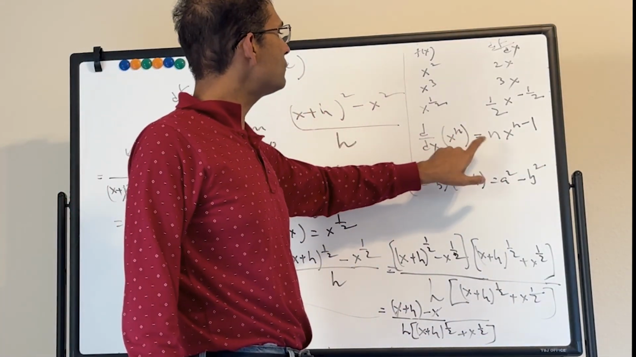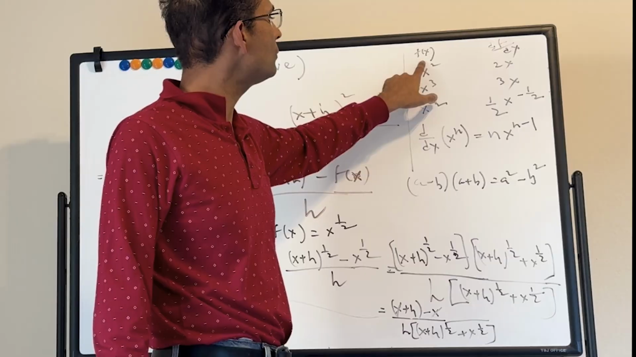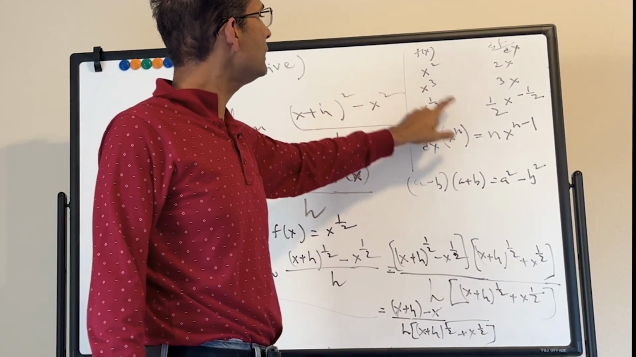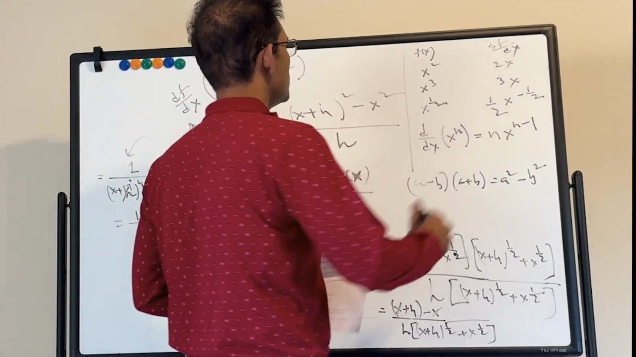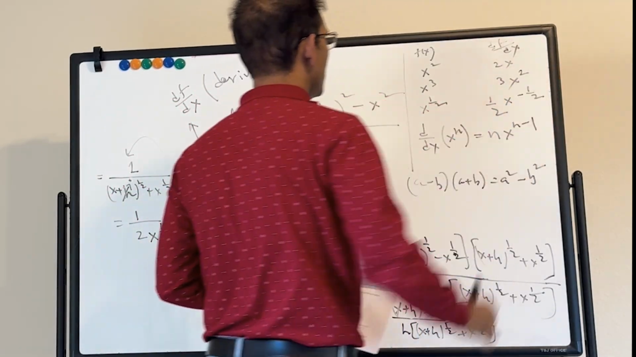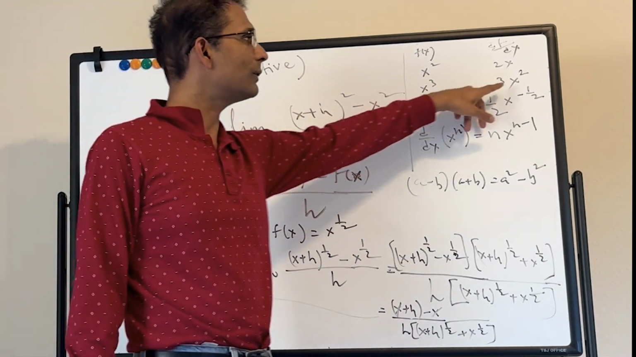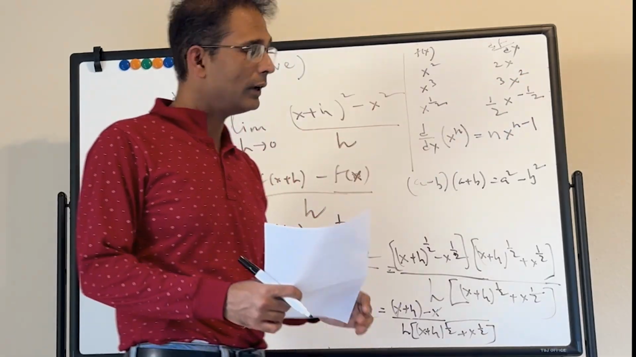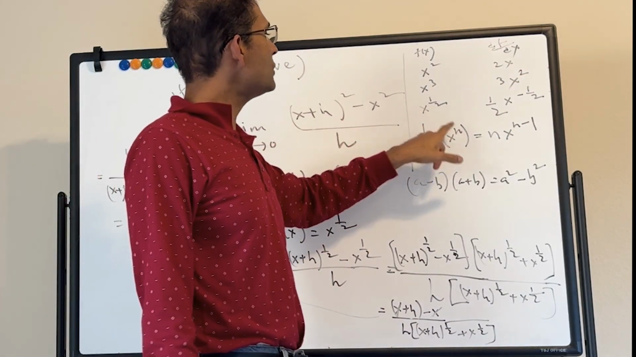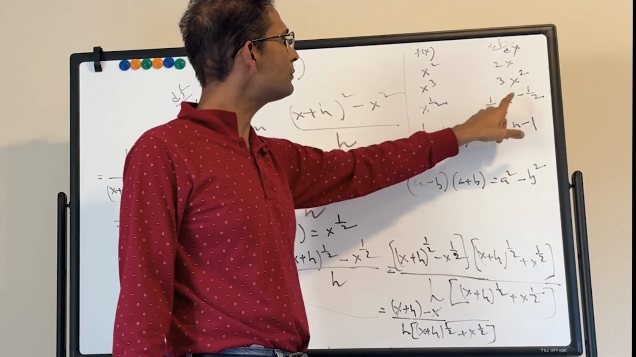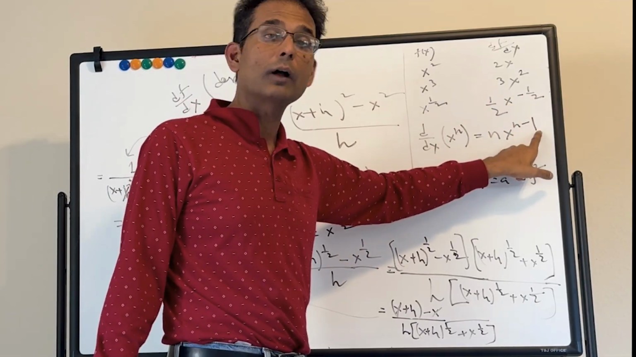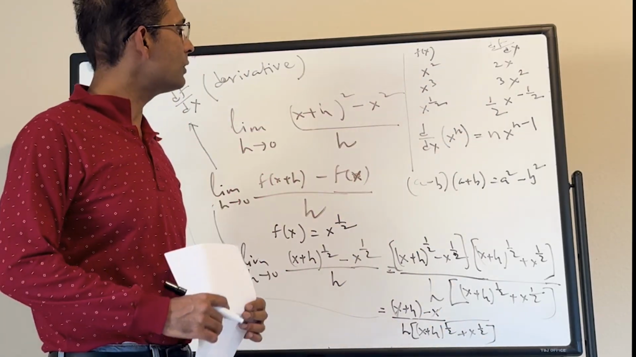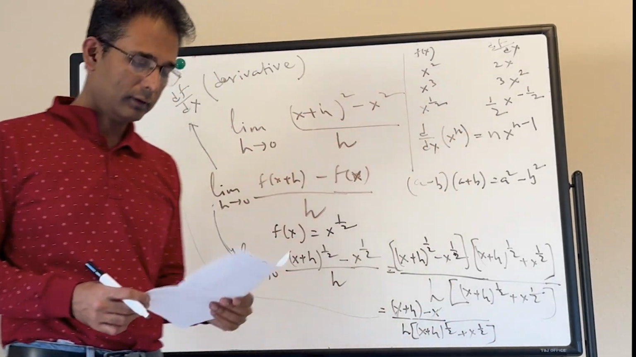You can check that this formula holds for all of them. When n is 2, 2 minus 1 is just 1, so you have 2x. When n is 3, you have 3 minus 1, which is 2, so 3x squared. That matches the previous work. And when n is half, you have half times x to the power half minus 1, which is minus half. So this is the general formula for the derivative of x to the power n.